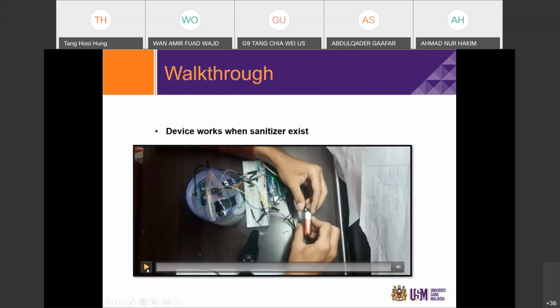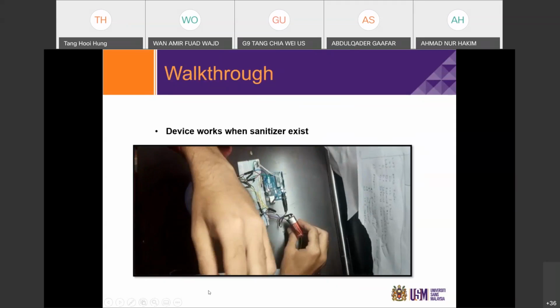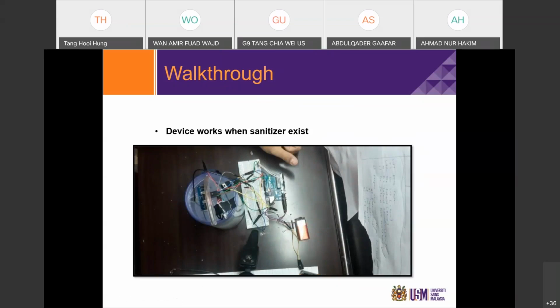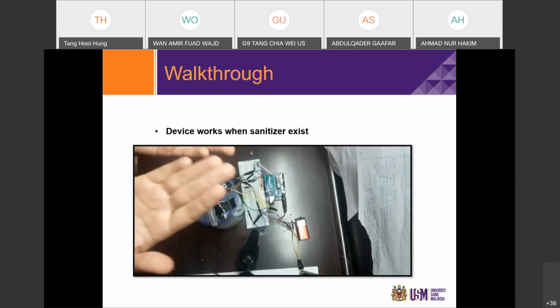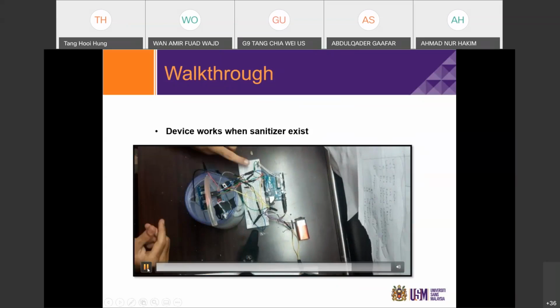Here, this circuit was built using the components that I mentioned. So, can you please turn it on? Yeah, we can see from here. This is the function of the device when the bottle has a sanitizer. So, see, this is the hand. The sensor detected the hand. And finally, mashallah, you can sanitize your hand from coronavirus. Next slide, please.